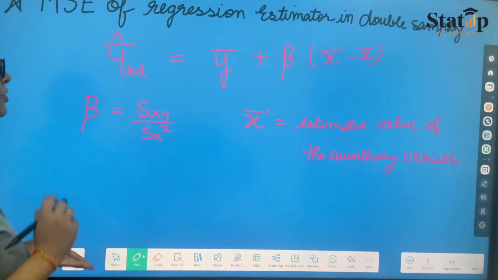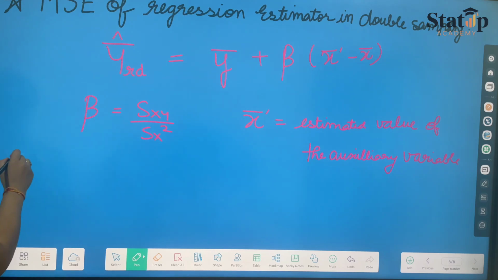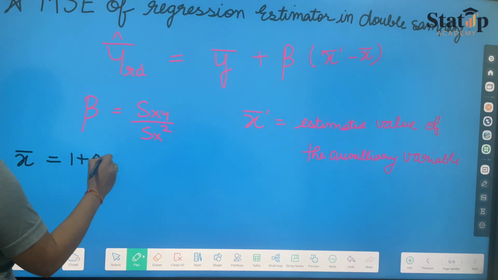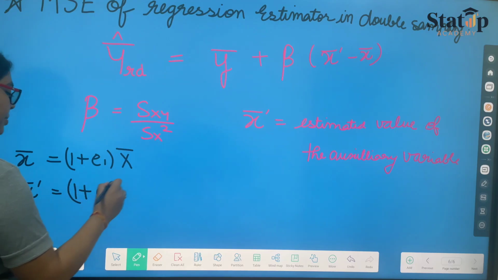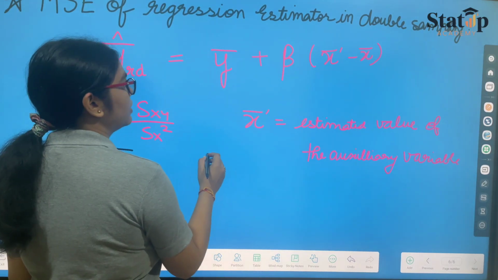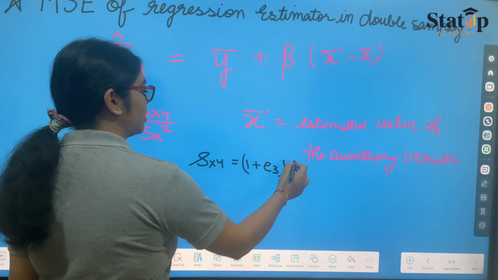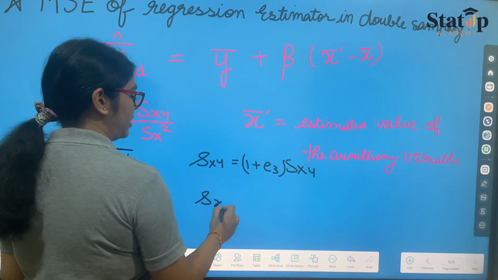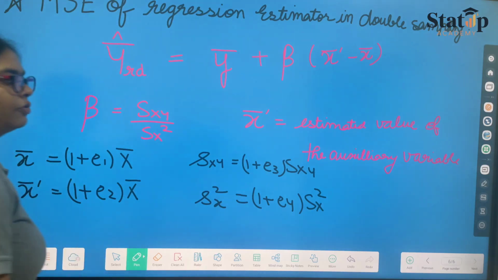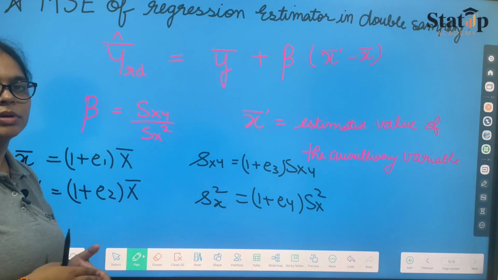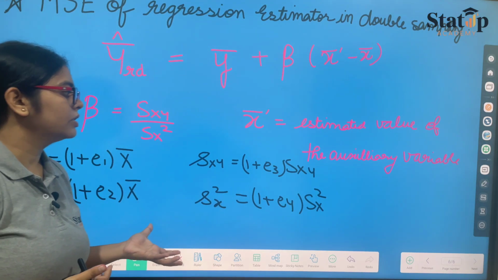Right? We did some of the derivations. We took epsilon 1, or we can take e1, x bar as 1 plus e1 into capital X bar, and x bar prime as 1 plus e2 into capital X bar. Then we took sxy as 1 plus e3 into capital Sxy, and sx square as 1 plus e4 into capital Sx square. These are the four things that we considered, because this bias and MSE cannot be derived directly. So we'll take the approximation method, and in the approximation method we'll consider some of the terms as these.